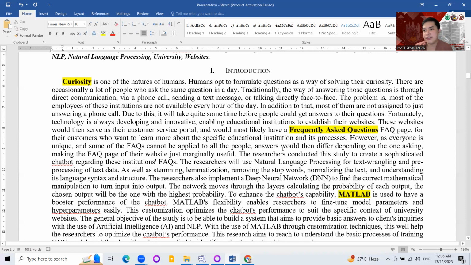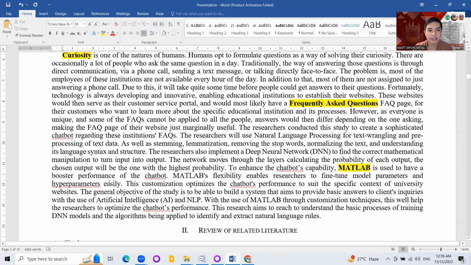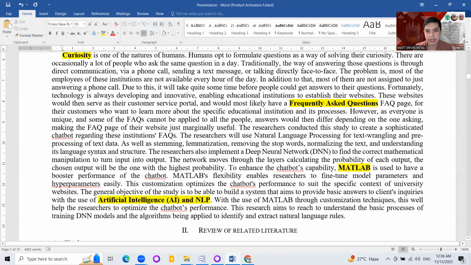Coding is not enough. We have employed two important things: artificial intelligence and NLP, or natural language processing. Particularly in artificial intelligence, we have used DNN models, or deep neural network models and algorithms. When you use MATLAB in implementing these kinds of things, these models are already inherent or existing in the software. All we need to do is to code it and to apply the models to our system. The system, again, is our created chatbot.